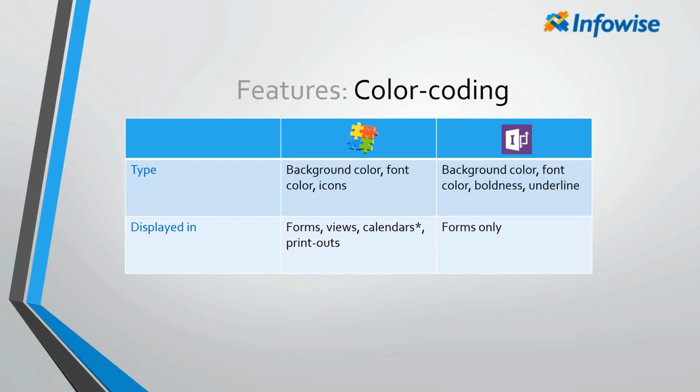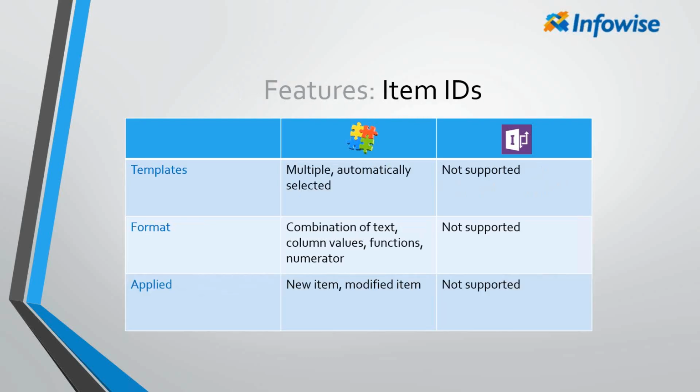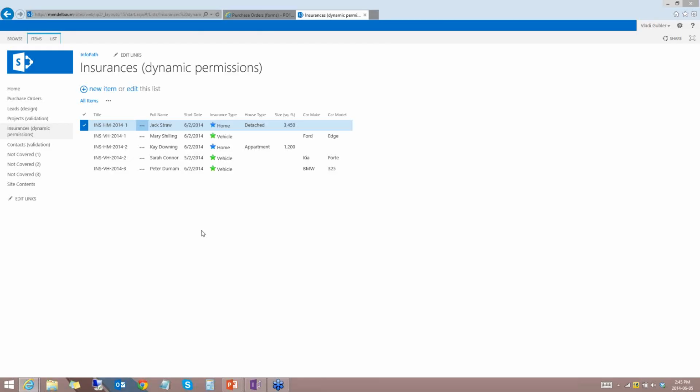Okay, next. So this is actually the last feature that we're going to be comparing today. I think time is short. In terms of item IDs, you want to assign IDs to your purchase orders that are unique and that are in your exact format. So InfoPath does not support that. We do. We support multiple templates that you can select one according to conditions. Our format supports combination of text, column values, functions, numerators. We can apply them both in new items, and in some cases you would want to apply them when the item is modified.